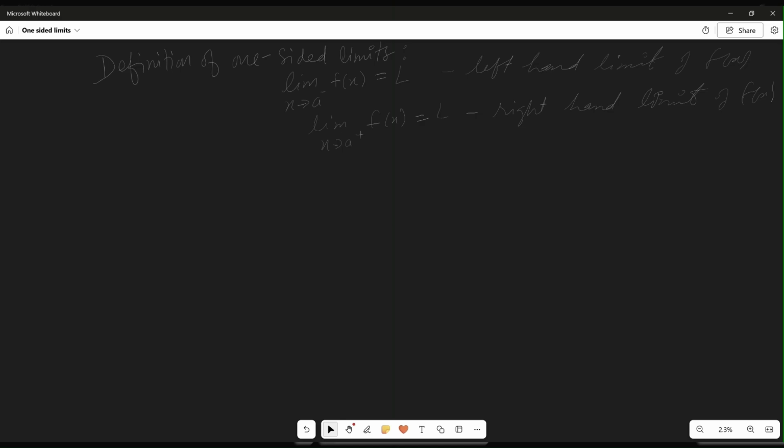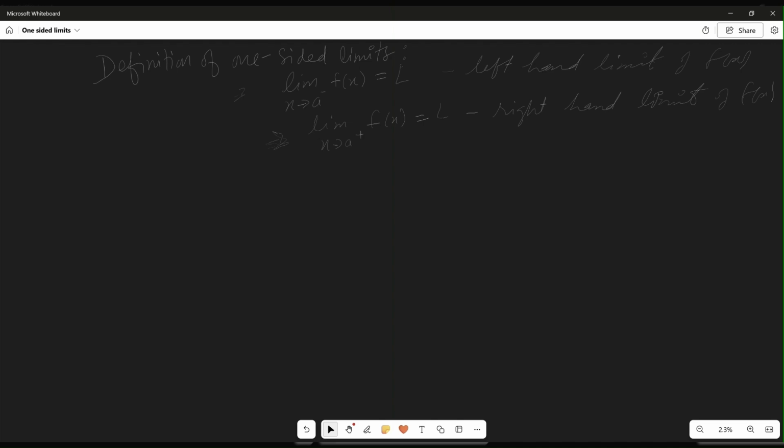Hi, so let's talk about one-sided limits today. The majority of us are probably familiar with the definition of one-sided limits. Just a quick recap: as you can tell by the definition, the limit as x approaches a from the left-hand side of the function is equal to a value we're going to figure out, and the second definition represents the limit of this function as x approaches a from the right-hand side.